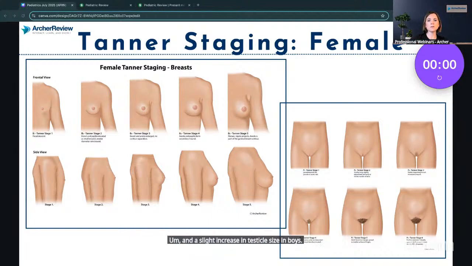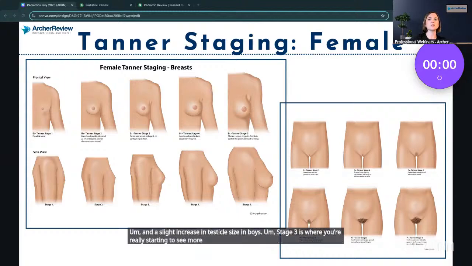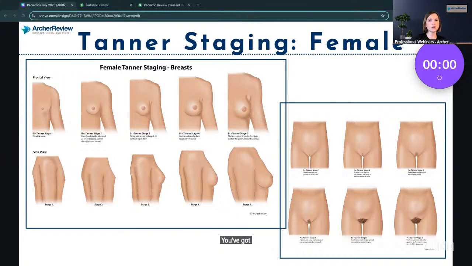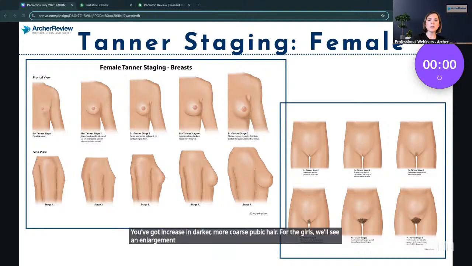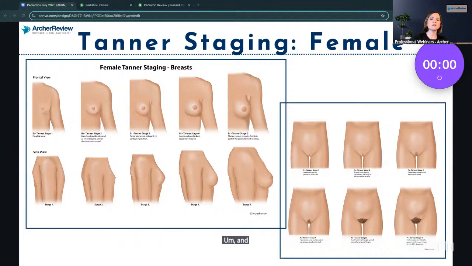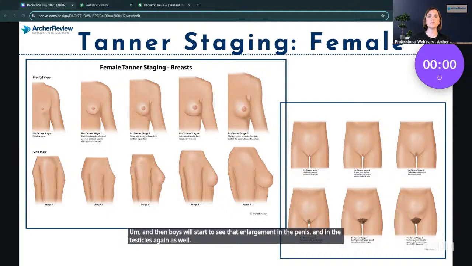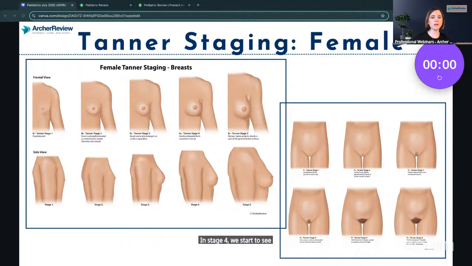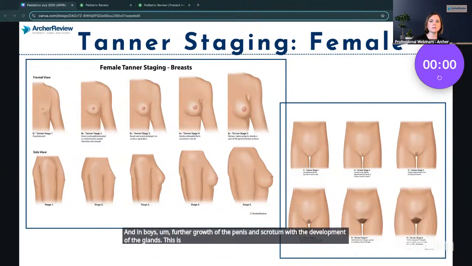Stage 3 is where you're really starting to see more true changes. You've got increase in darker, more coarse pubic hair. For the girls, we'll see an enlargement in the breast tissue. And in boys, we'll start to see that enlargement in the penis and in the testicles again as well. In stage 4, we start to see more adult-style pubic hair around the genitals. So stage 4, we have the development of the areola, the projection of the areola above the breast tissue. And in boys, further growth of the penis and scrotum with the development of the glands. This is that part around the head of the penis.